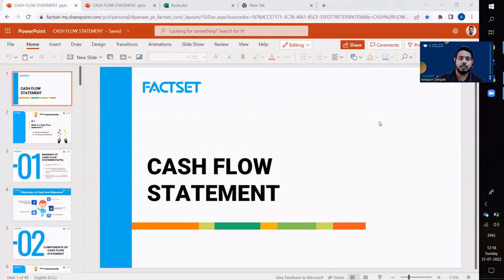We particularly know a few things about the cash flow statement, that there are three types of activities which we include in it: the operating, financing, and investing activities. And we are trying to segregate those activities based on the data provided in the question itself. So we'll head on to the question right now. I hope you are able to see my screen as well. So let's move on.